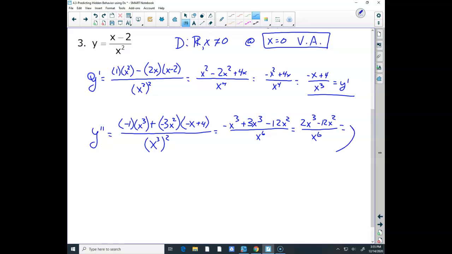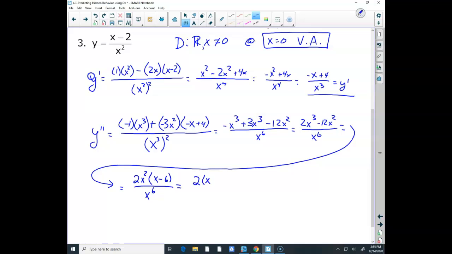I'm going to take this and wrap it over here, and say that equals, I can see I can factor. What I'm going to do is take a 2x squared out of everybody in the top. That gives me an x minus 6 over x to the sixth, which means 2 times x minus 6 over x to the fourth is my second derivative.